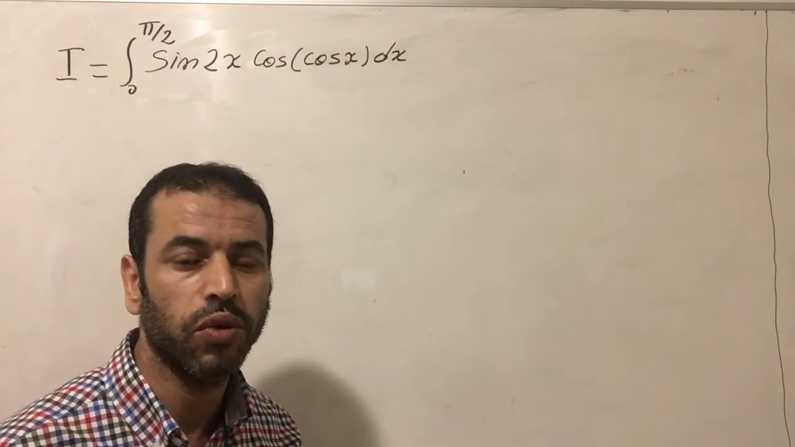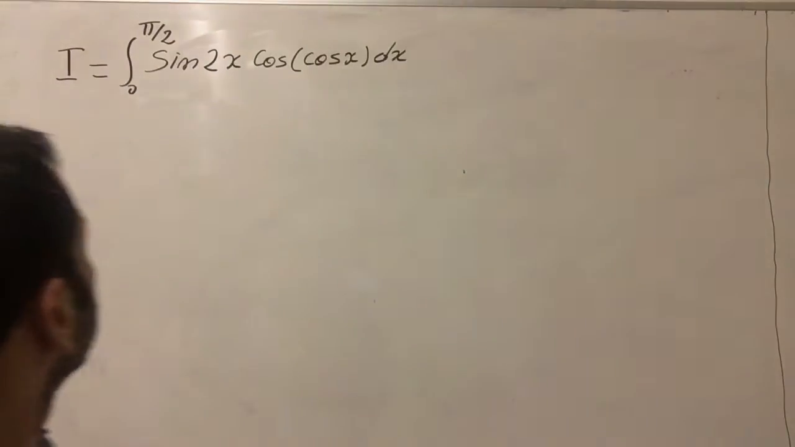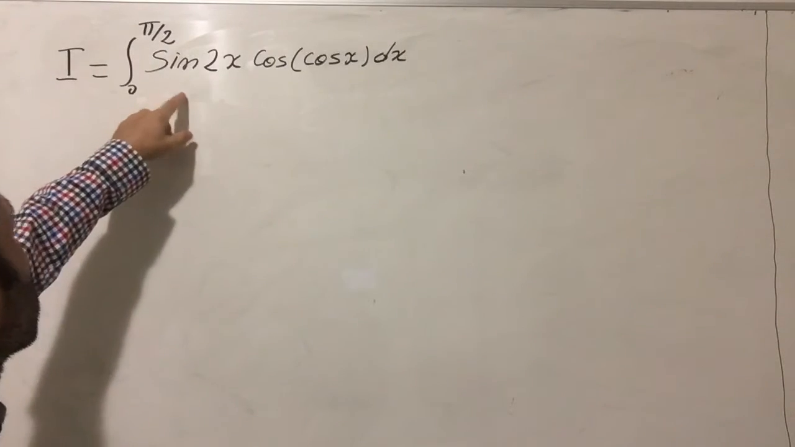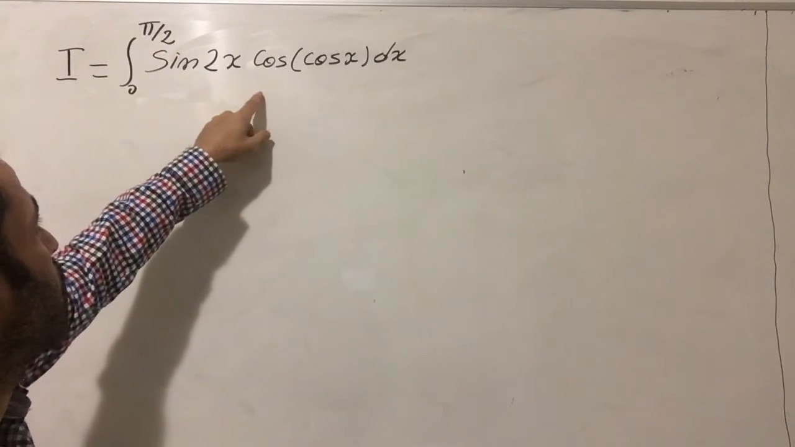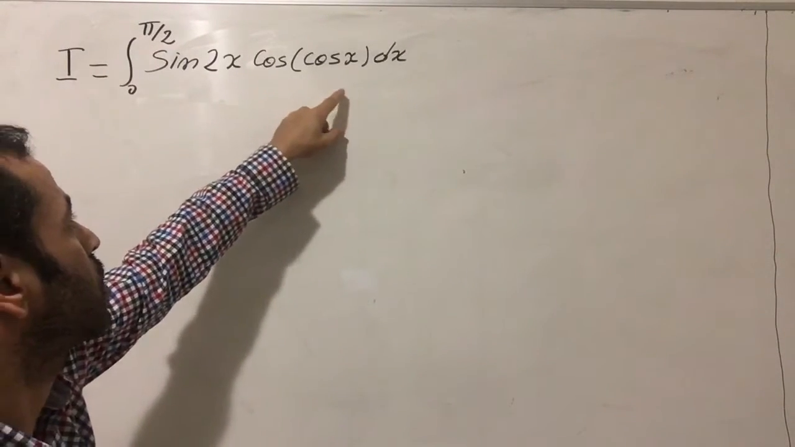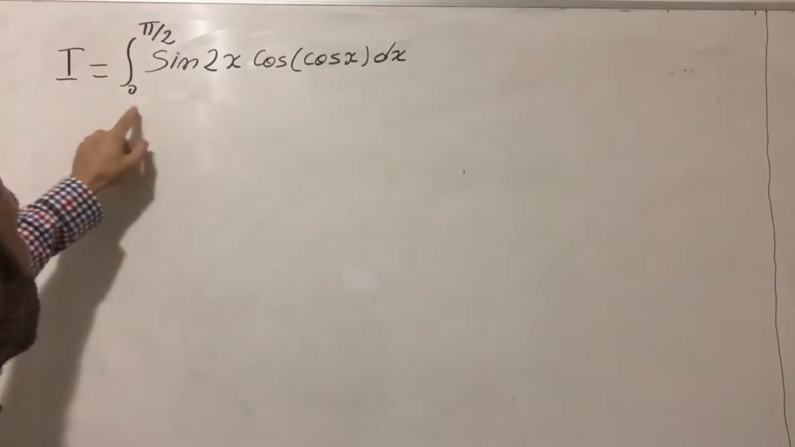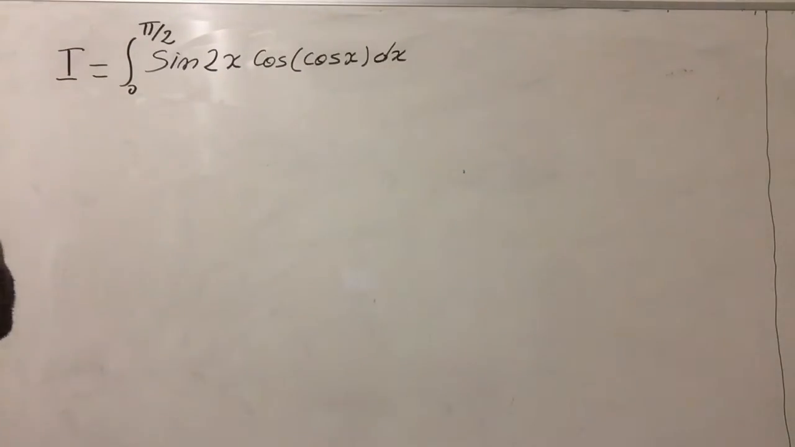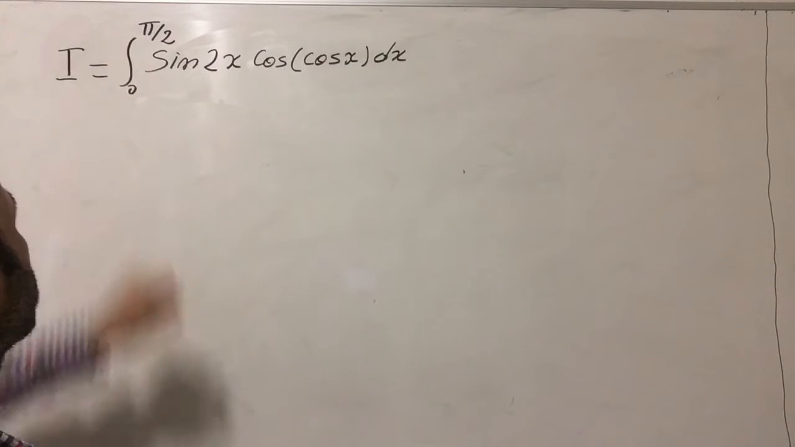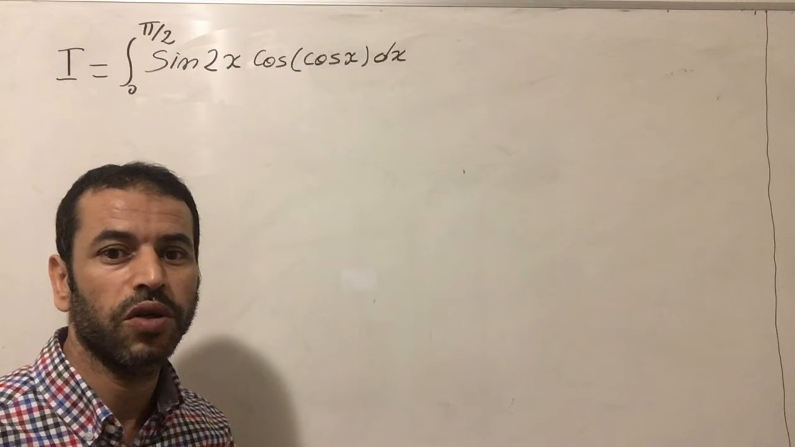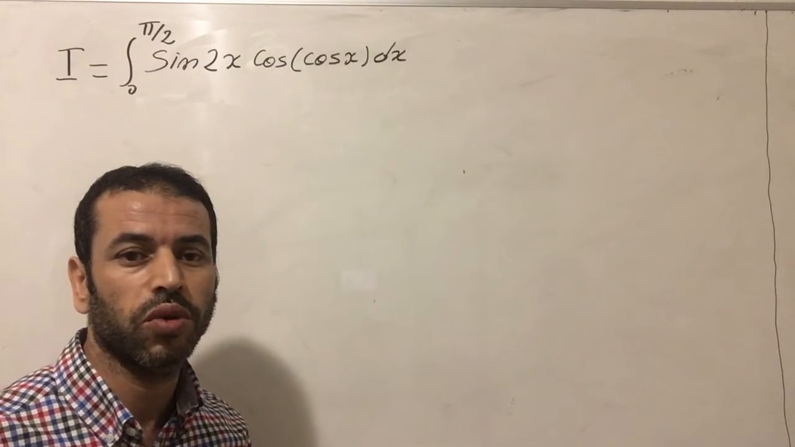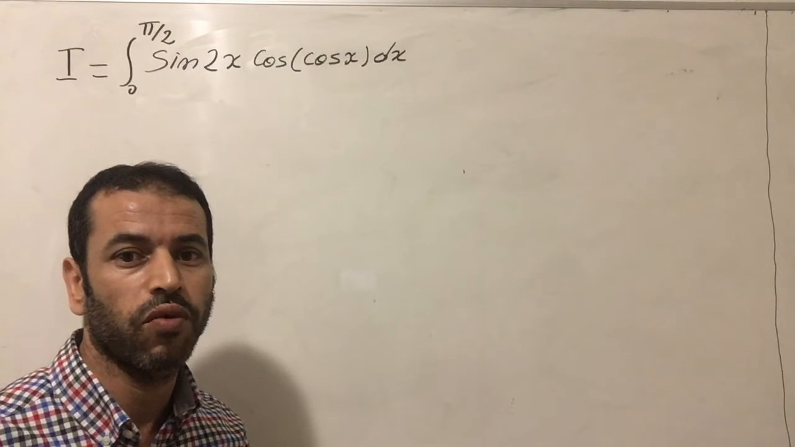In today's video, I'm going to do a very nice integral. Set I equal to the integral of sine of 2x multiplied by cosine of cosine x dx, as x goes from 0 to pi over 2. Okay, go ahead, pause this video if you would like to give this problem a try. Then come back to see the full solution.